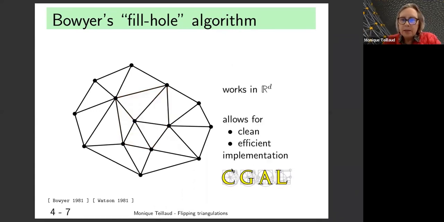So we like it. You mentioned CGAL, Boris mentioned CGAL. We like it because it's in practice very efficient, and most of all it allows for a very clean implementation. You can make the code clean by separating the combinatorics from the geometry in a nice way. So we like it also for practical reasons.